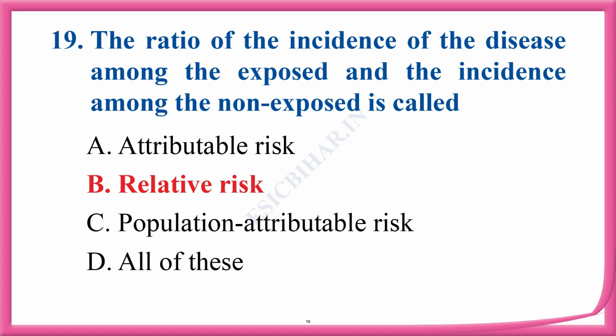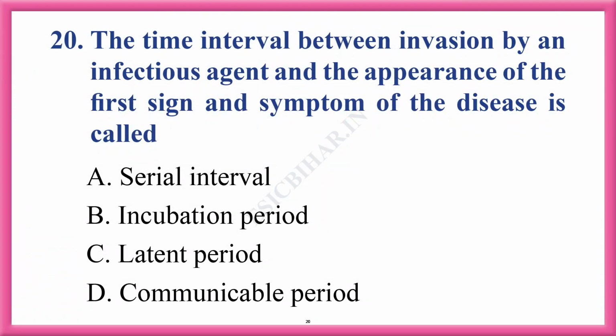Question 20. The time interval between invasion by an infectious agent and the appearance of the first sign and symptom of the disease is called A. Serial interval, B. Incubation period, C. Latent period, D. Communicable period. And the answer is B. Incubation period.